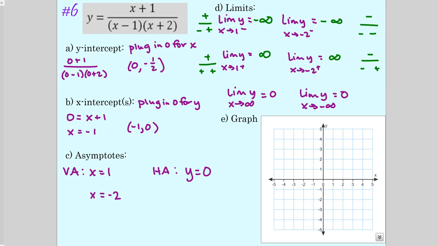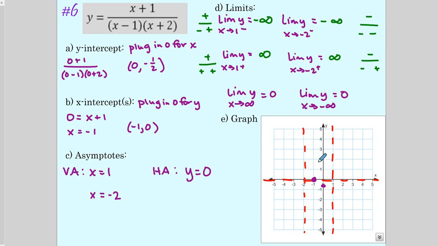Okay, so let's draw the asymptotes. x equals 1, x equals negative 2, y equals 0, and let's plot the points. (0, negative 1/2), (negative 1, 0). Notice that that point lies on the horizontal asymptote. So if you were thinking that you couldn't ever cross an asymptote, that's actually wrong. You can cross an asymptote. Points of the curve can be on the asymptote. The asymptote just tells you what's happening as you go further out.